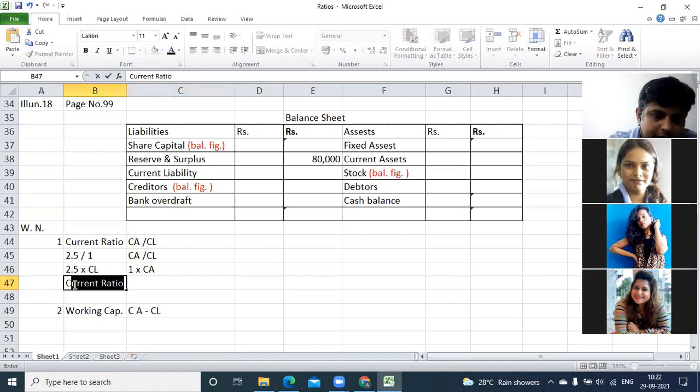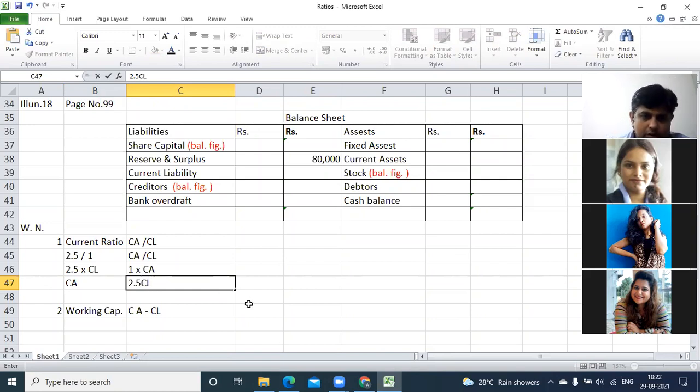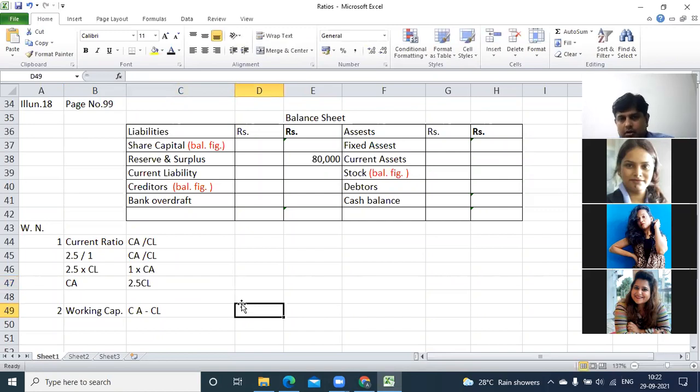Now we can write CA is equal to 2.5 CL. ठीक है. इधर तक किसी को कोई प्रॉब्लम? No, sir. वर्किंग नोट 1 सबको समझा? Yes, sir.